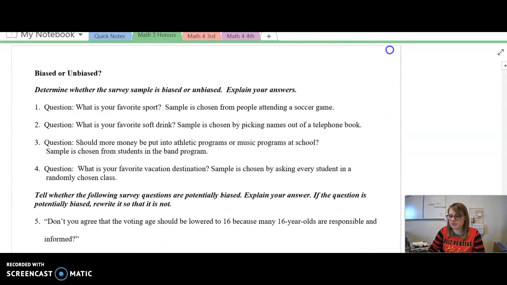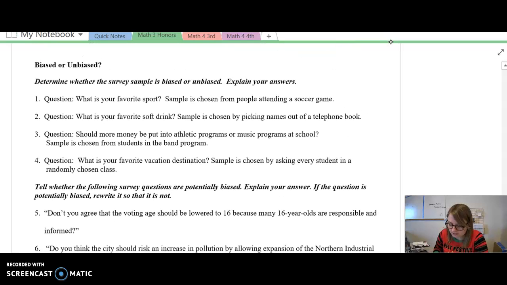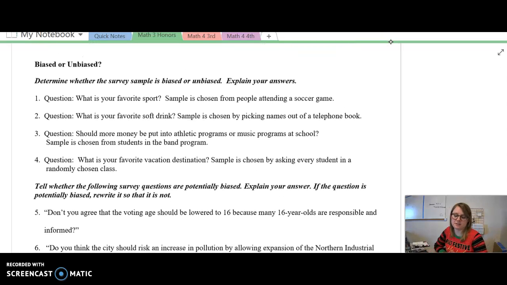Alright, so the other thing that we need to get into is biased or unbiased. So biased meaning there is a favor in one outcome, unbiased being there is no favor in the other outcome. So let's look at some of these questions. So we're going to determine if this survey sample is biased or unbiased, and we'll talk about it.